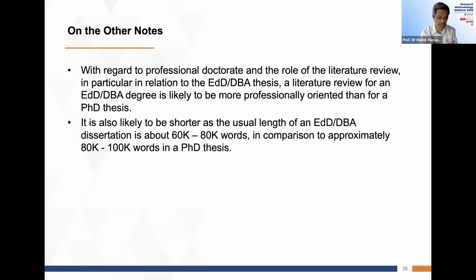because the dissertation is shorter. Basically, for DBA or education doctorate, it takes about 60,000 to 80,000 words. I've done some studies of universities in Malaysia. Most of them are not less than 60,000 words, with a maximum of 80,000 words. In general, it can be more than that. I know some universities go up to even 100,000 words. But for PhD, it's normally between 80,000 and 100,000 words, right?